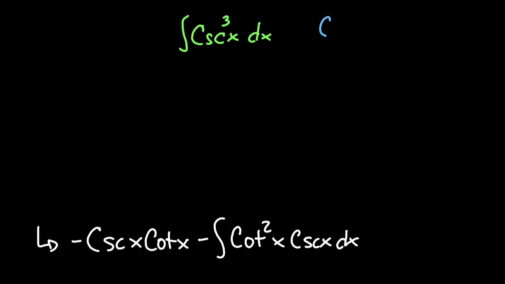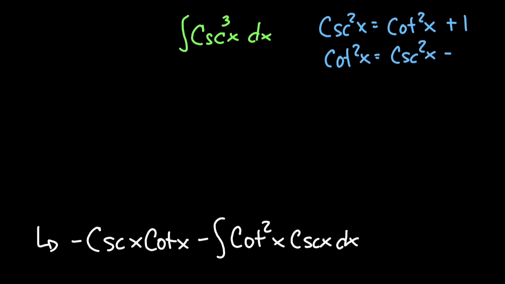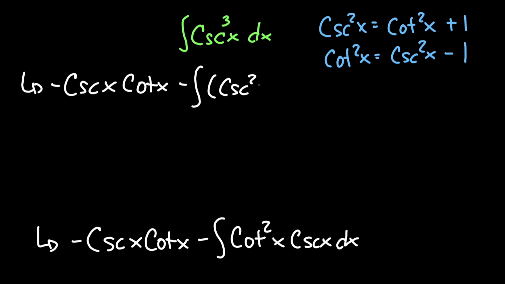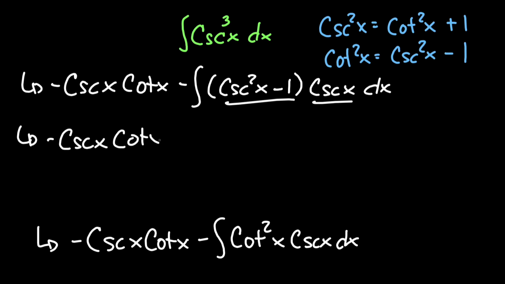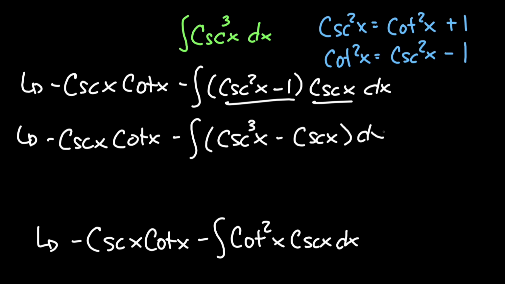Note that the property of cosecant squared of x is that it is equal to cotangent squared of x plus 1. And so, if you transpose this, cotangent squared of x right here would be equal to cosecant squared of x minus 1. So, we can substitute cotangent squared of x in this case. So this would be cosecant squared of x minus 1 multiplied by cosecant x dx. So distribute cosecant x in here. This would be cosecant cube of x minus cosecant x dx.